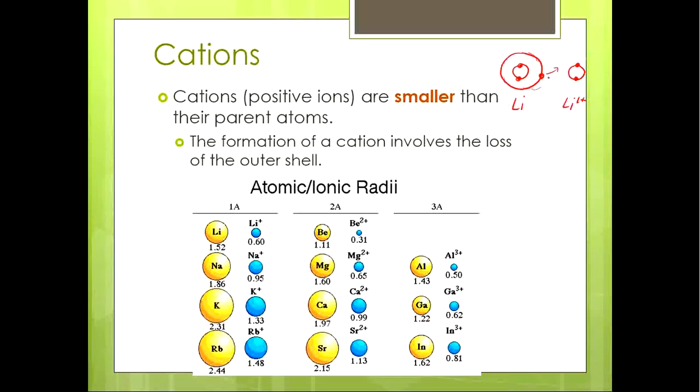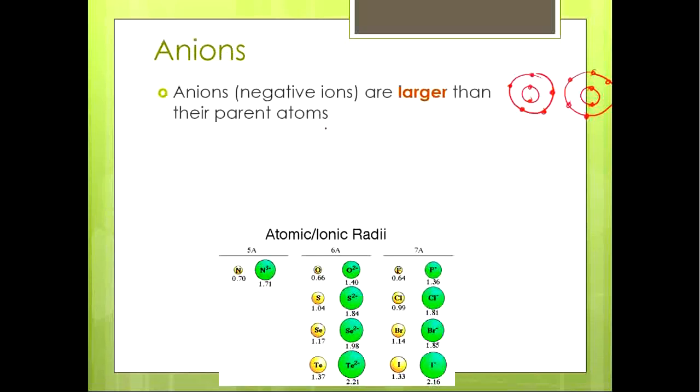And so what happened when the electron from the lithium went away? Because the outer shell also went away, you can see that clearly the size is smaller. So because of that loss of the outer shell, cations are smaller than their neutral atom. Now anions are larger than their neutral atoms.